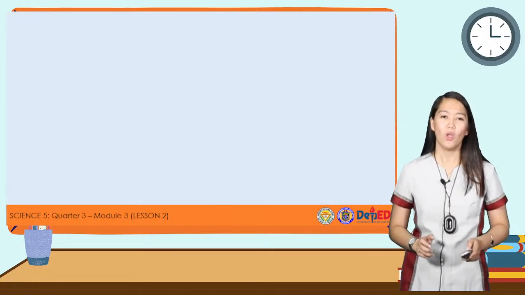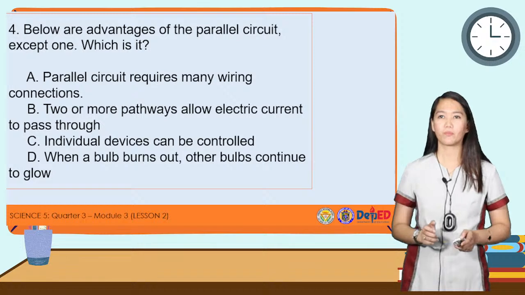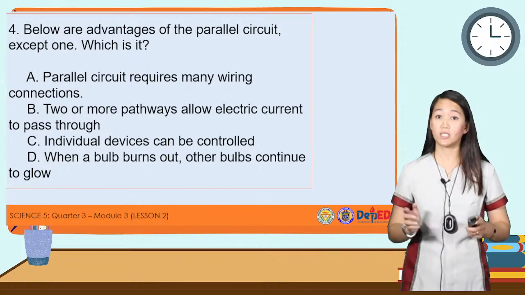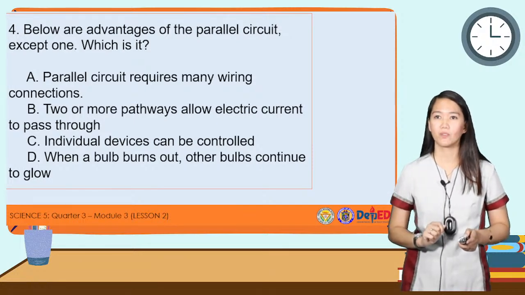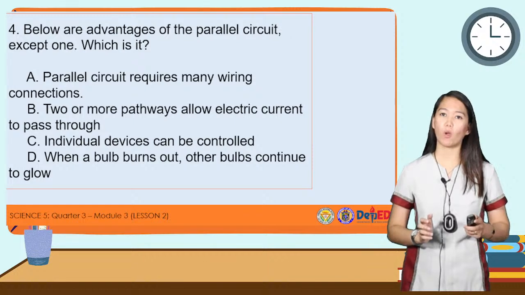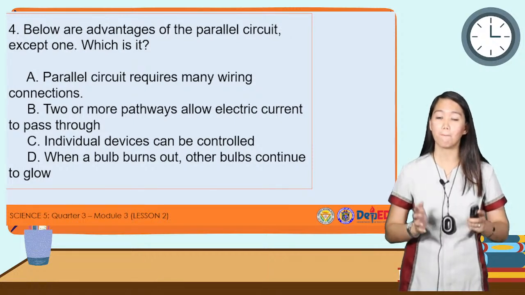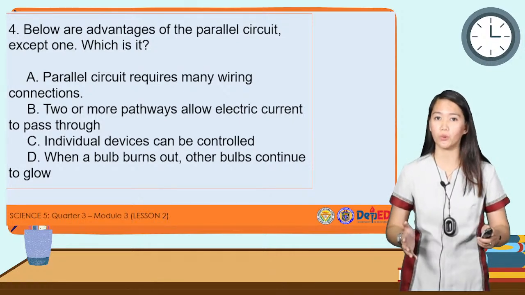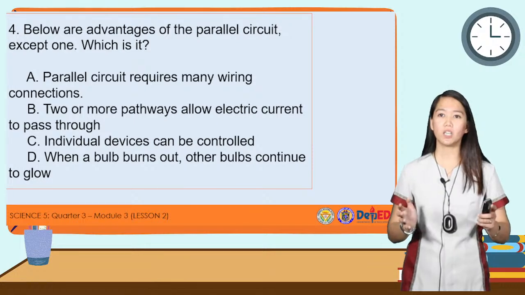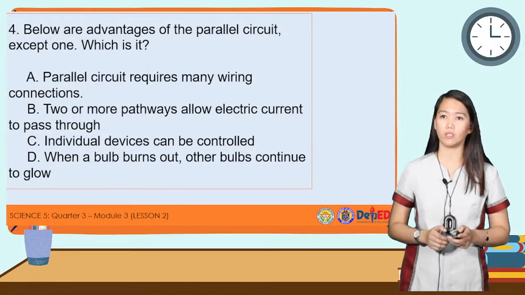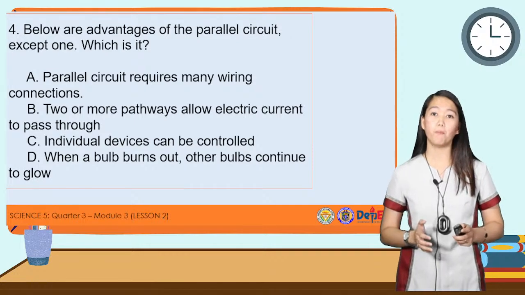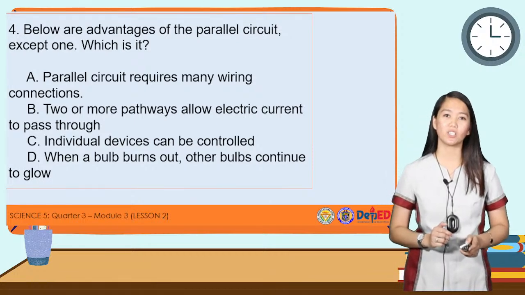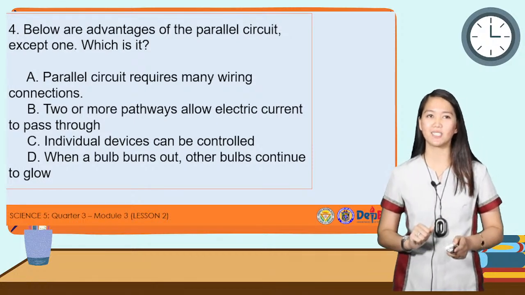Okay, so let's proceed with number 4. Below are the advantages of the parallel circuit, except one. Which is it? A, parallel circuit requires many wiring connections. B, 2 or more pathways allow electric current to pass through. Is it letter C, individual devices can be controlled? Or is it letter D, when a bulb burns out, the other bulbs continue to glow? Okay, so your 5 seconds starts now.